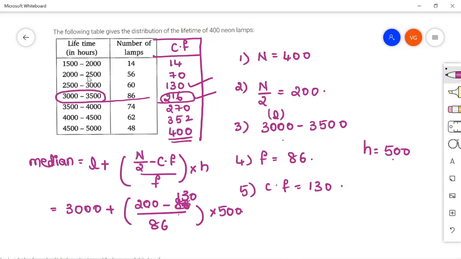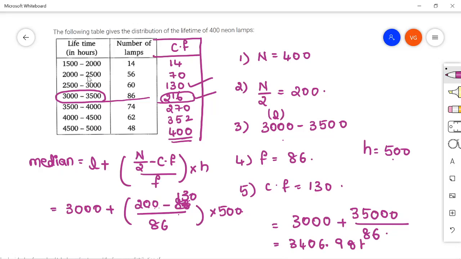So it will be how much? This is here 70, right? So 3000 plus 70 into 500, 35000, right? So divided by 86. So this will be approximately 3406.98 hours. So the median lifetime of 400 neon lamps is 3406.98 hours.